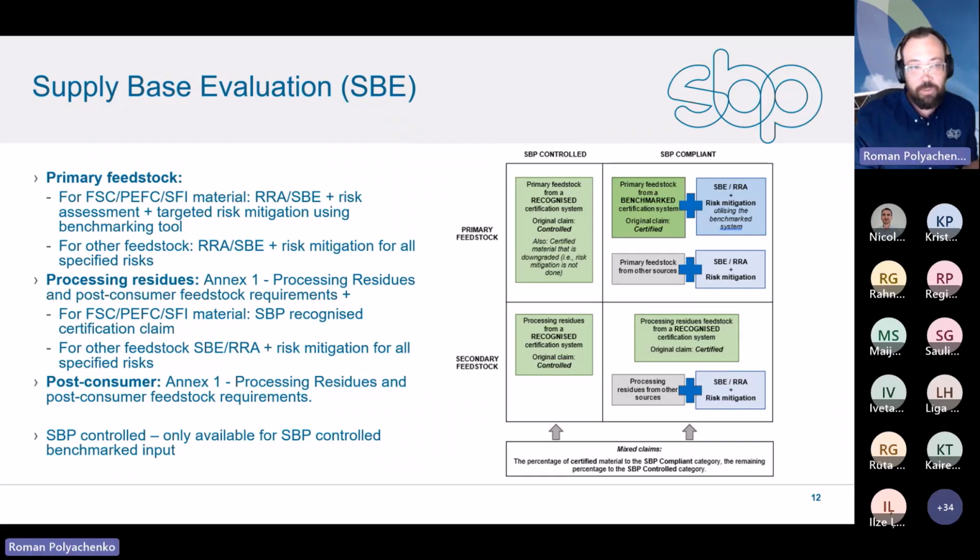So that's again, I'm not aware of such companies, but if there was a company just sourcing post-consumer feedstock, they would not need to do supply-based evaluation. They would not need to source it as certified. All they would need to do is demonstrate that this belongs to the post-consumer category.